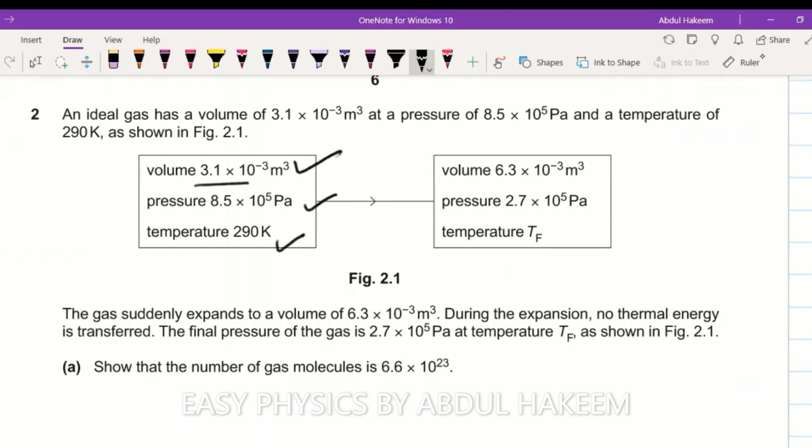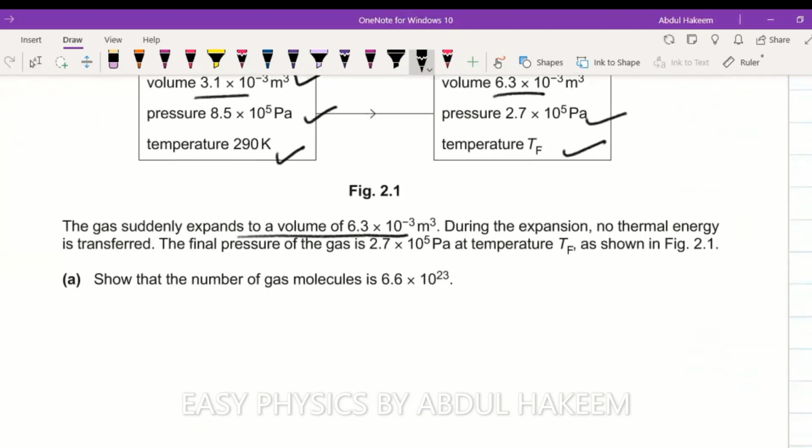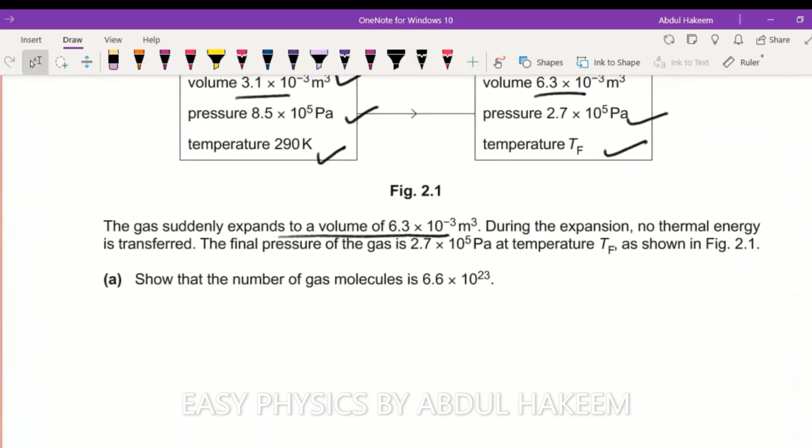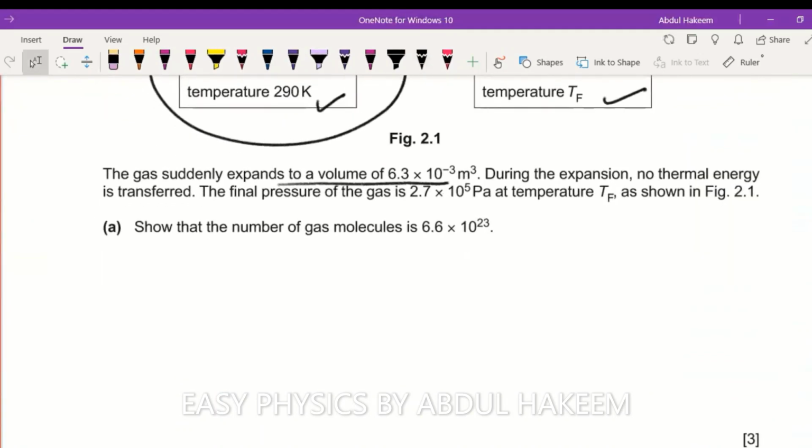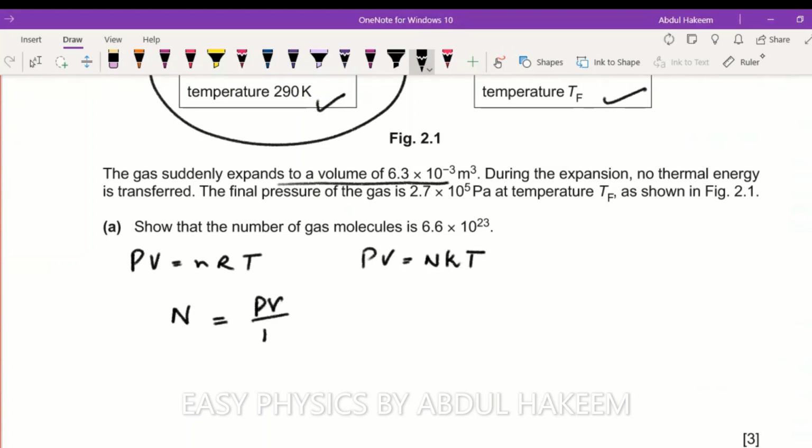And the next question is, an ideal gas has a volume, its pressure, its temperature. Now the volume goes from 3.1 to 6.3, because the gas suddenly expands, and this is the pressure and the new temperature Tf. The question is, show that the number of gas molecules is 6.6 times 10 power 23. So we will use this. First, PV is equal to nRT, or we can write PV is equal to NkT. So here the number of particles is equal to PV divided by kT.